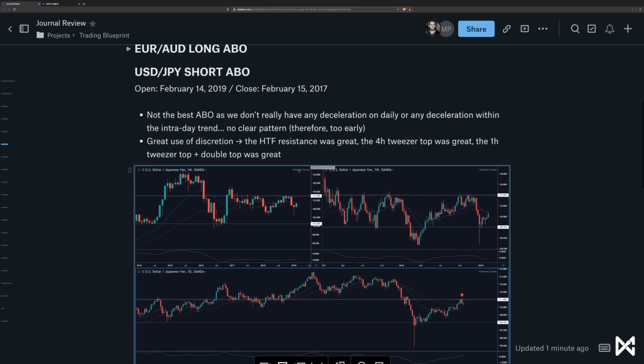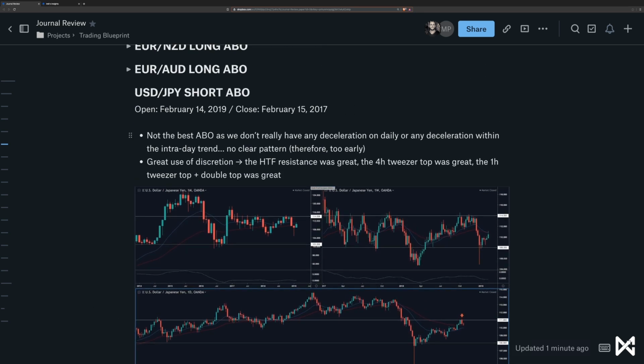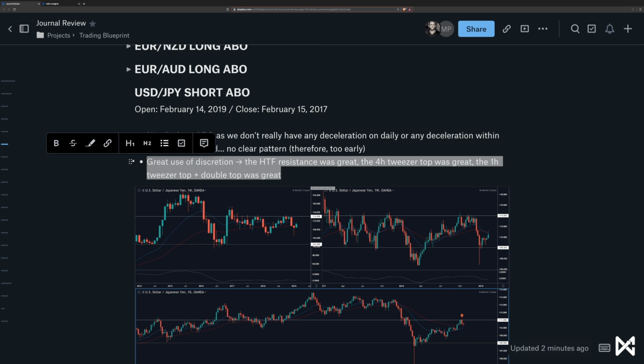So let's dig into this a little bit farther. From a higher time frame point of view, right? In my opinion, not the best because we don't really have any kind of deceleration on the higher time frames. So I think it's a little bit too early. However, great use of discretion. The higher time frame resistance was great. The 4-hour tweezer top was great. The 1-hour tweezer top was good, and a double top was great. So overall, there were great confluence factors here.